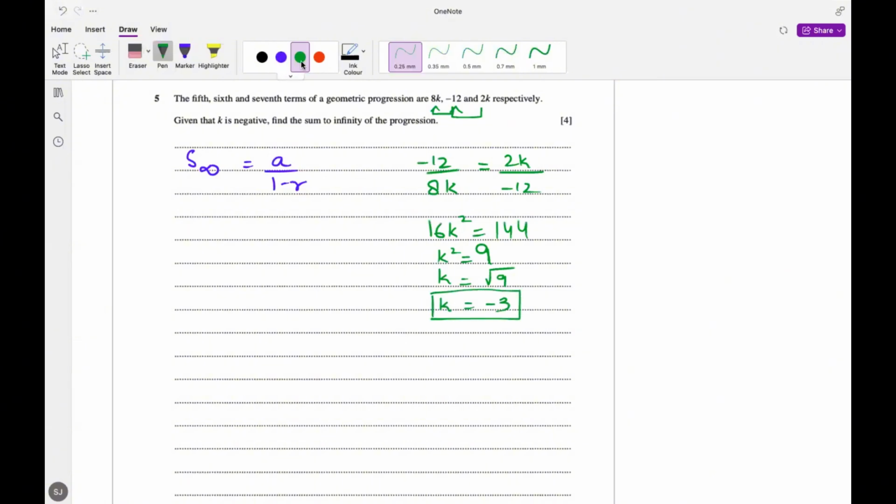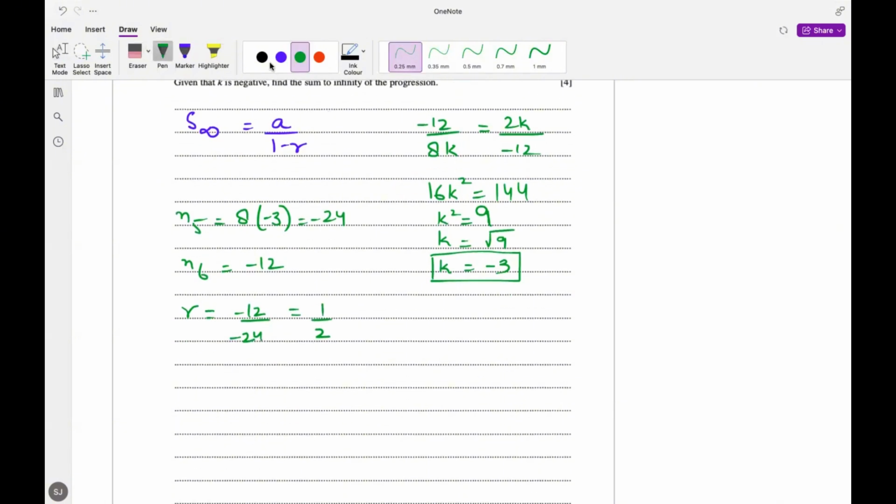Now, once we have the value of k as -3, we can say that the fifth term, which is 8k, is 8 into -3, which will be equal to -24. The sixth term is given as -12. So the common ratio will be equal to -12 upon -24, which is equal to positive 1 upon 2.